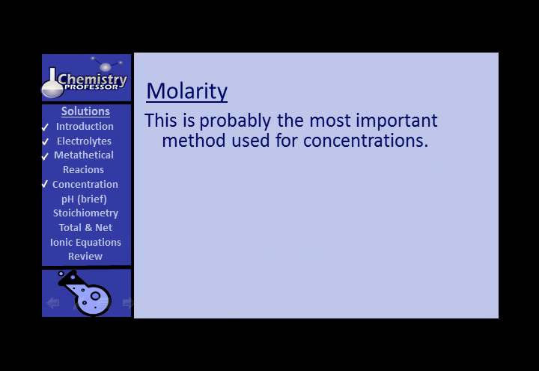Let's look at molarity, and it's probably the most important method that we use when we talk about concentrations.